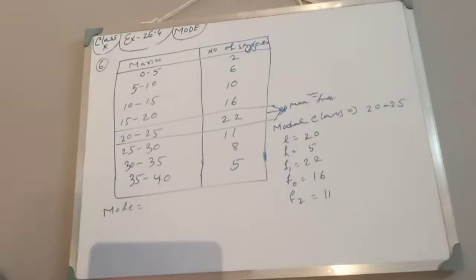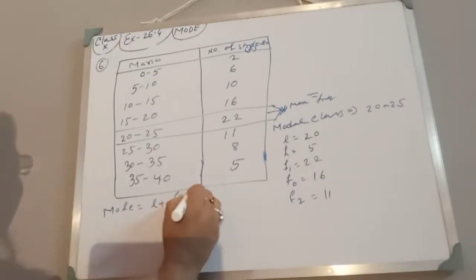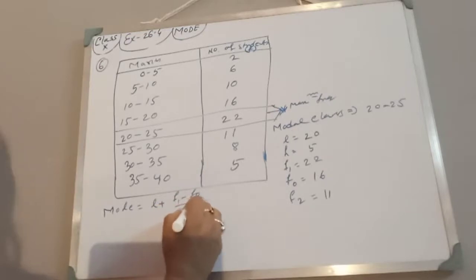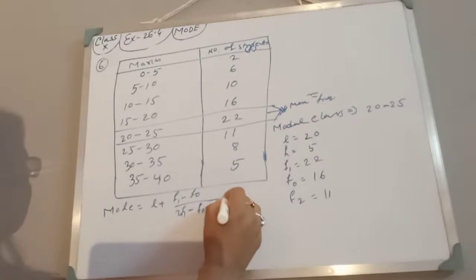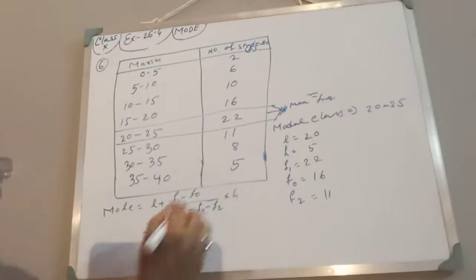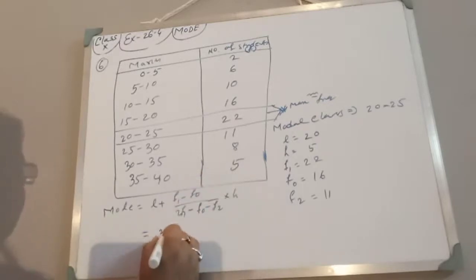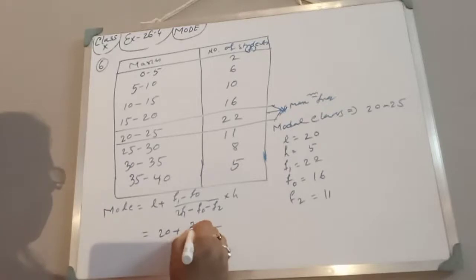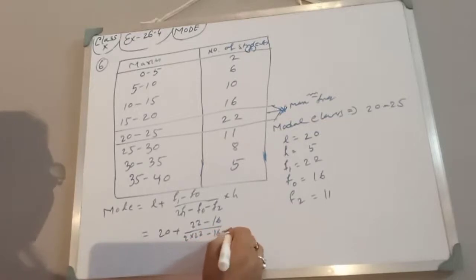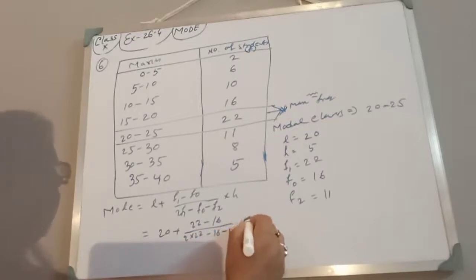Put the value of all data here. Now mode equals L plus (F1 minus F0) by (2F1 minus F0 minus F2), remember this, into H. Okay, L means 20, plus F1 minus F0, 22 minus 16, and 2F1, that means 2 into 22, minus 16, minus 11, into 5.